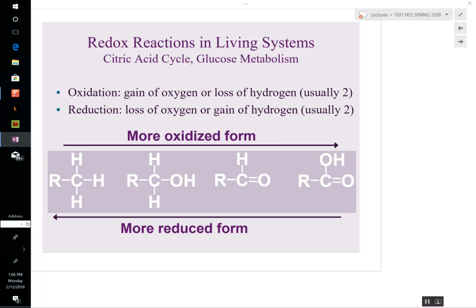Now let's compare this alcohol to this aldehyde. What happened here? What's the difference between this and this? It lost hydrogen. How many? 2. I'm sure glad it wasn't 55. All right, it lost 2 hydrogens and formed this double bond. So it is what? It is more oxidized than this molecule, and even much more oxidized than that one.